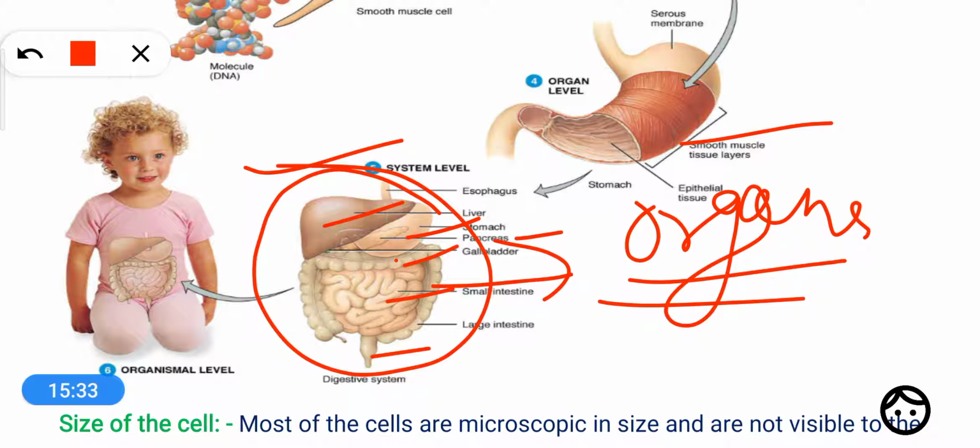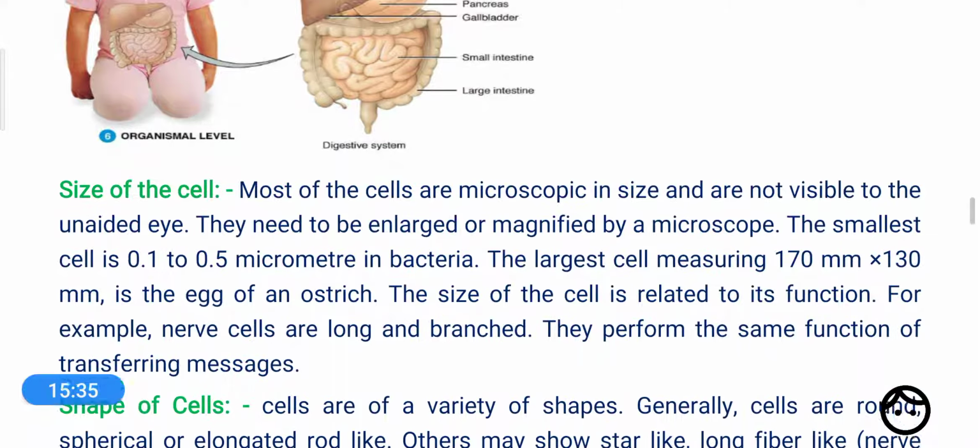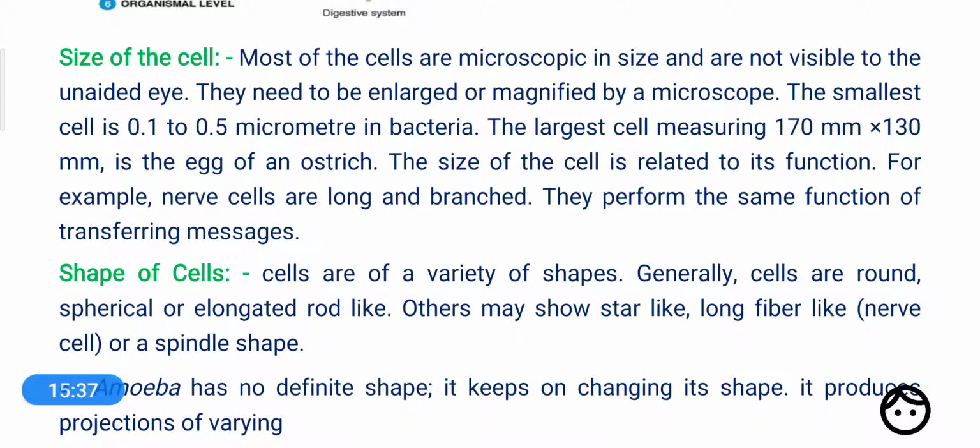Okay. Now, the next topic that has been discussed in your NCERT textbook is size of the cell. So, dear students, in the body of a living organism, the cells may be of different sizes. For example, a nerve cell in the human body is very long, but an RBC is just a very small cell, only 7 micrometer in size.